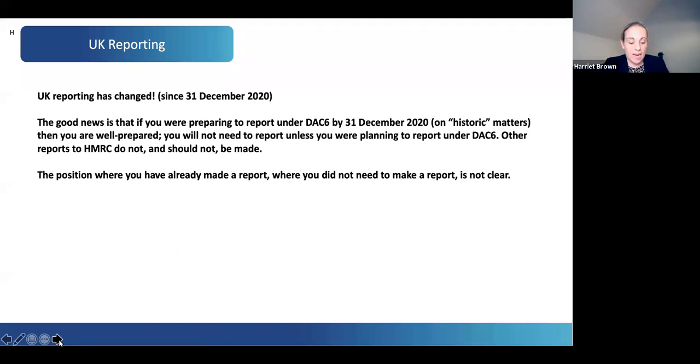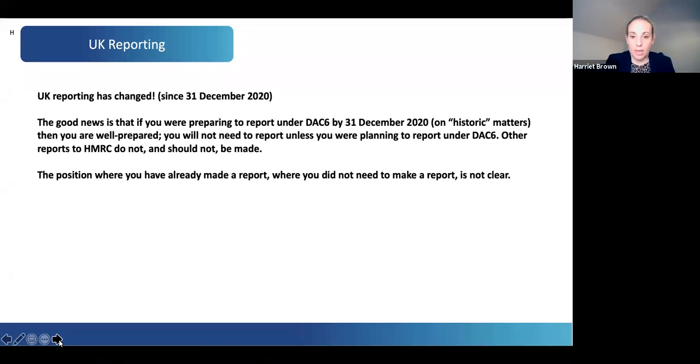So that hasn't changed. My final point here: what if, say, you have been organised, your client has been organised, you decided you need to make a report because you'd got a Hallmark A arrangement, and you put your report in on Christmas Eve because you wanted to have it all done and dusted before Christmas.